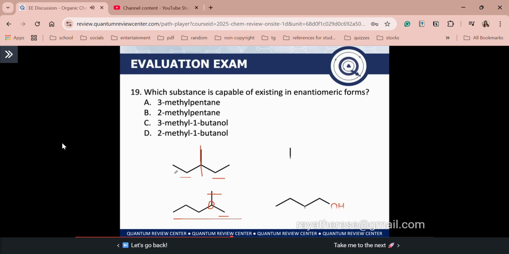So for our alcohol compounds, 3-methyl-1-butanol is an achiral molecule, and our answer here, class, is 2-methyl-1-butanol, given by this structure. Sir, where is the chiral center? This is our chiral center: we have methyl, ethyl, we have your methyl alcohol, and the last one, hydrogen. So for number 19, the answer is letter D, 2-methyl-1-butanol.